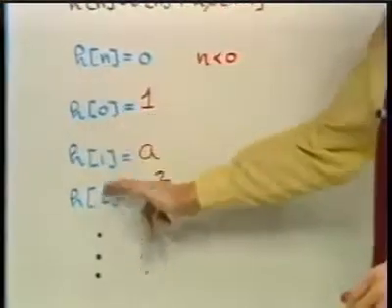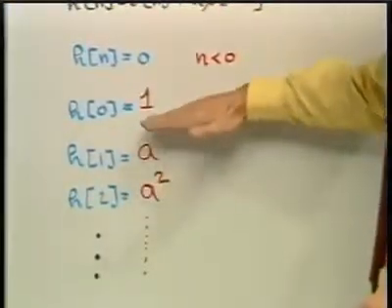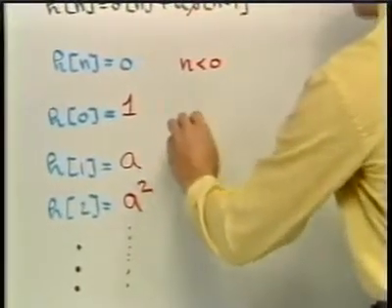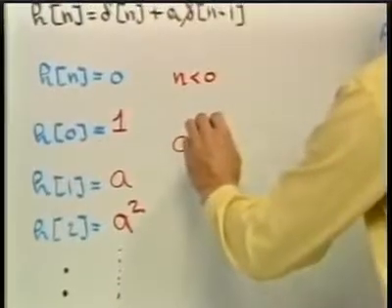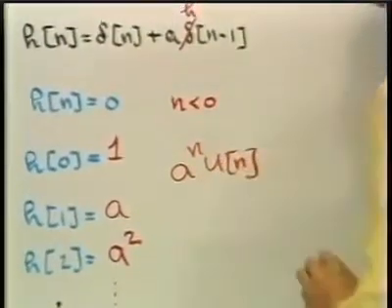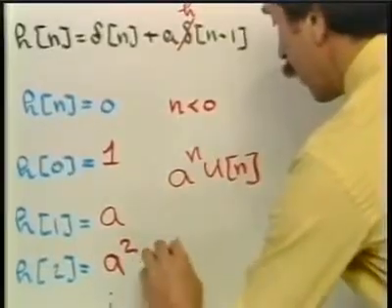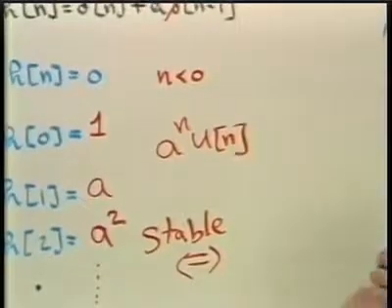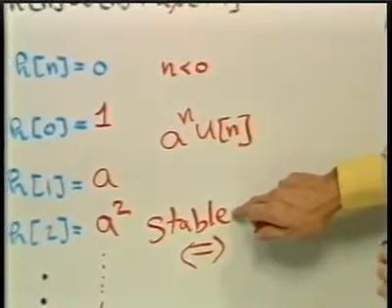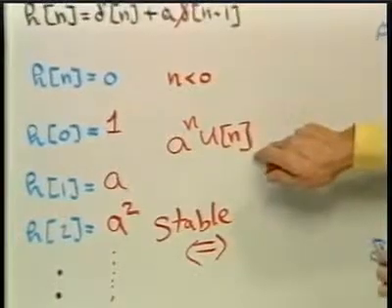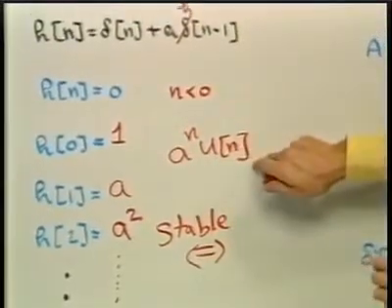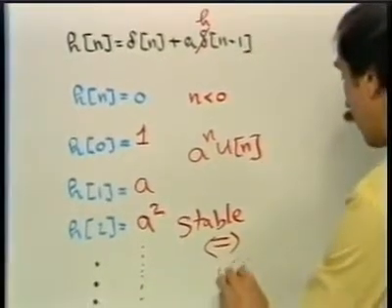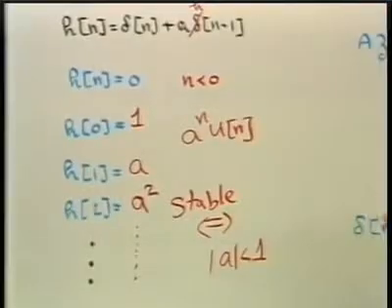And in fact, what we can recognize by looking at this and how we would expect these terms to build, is that the impulse response h of n is of the form a to the n times u of n. And we also can recognize then that this corresponds to a stable system if and only if the impulse response, which is what we've just figured out, is absolutely summable, and what that will require is that the magnitude of a be less than 1.